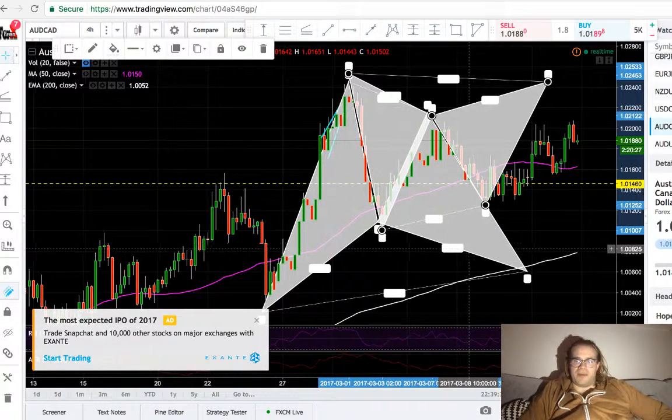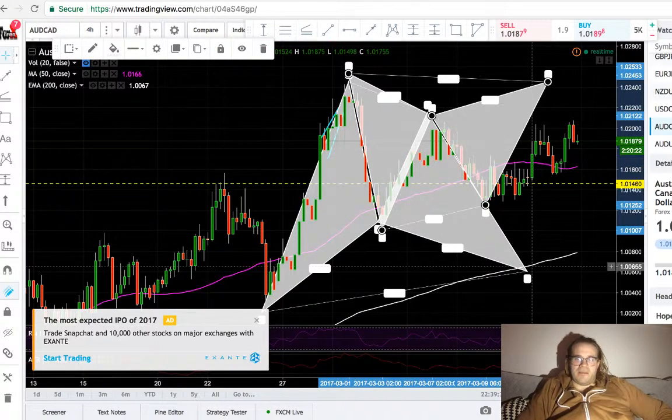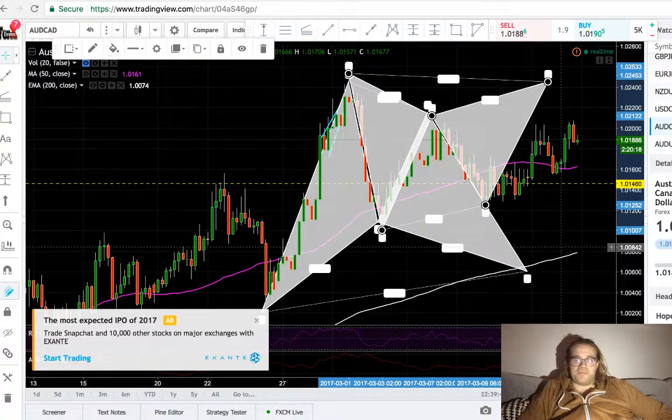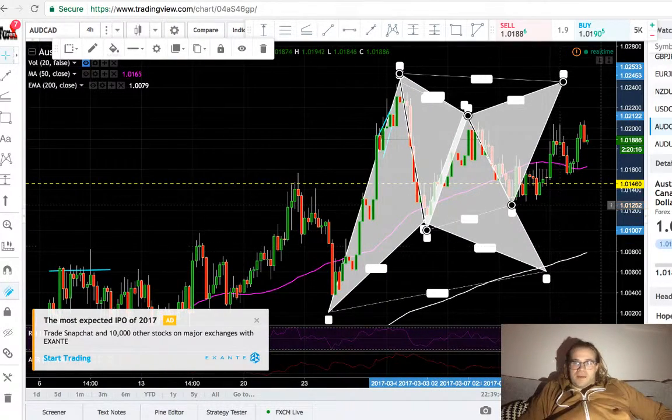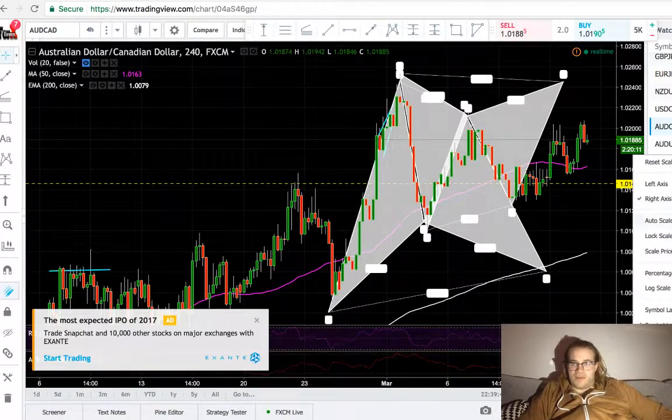So a Gartley pattern here to the upside. It doesn't really matter which way the market goes. If you're trading the Gartley pattern, you're going to be involved either way. So quite a few patterns out there.